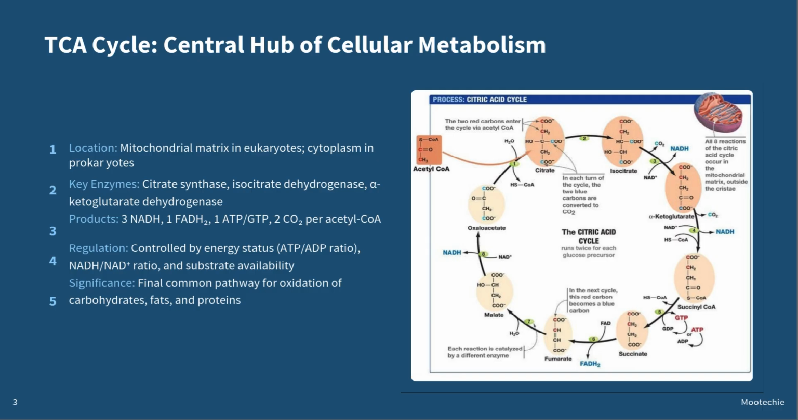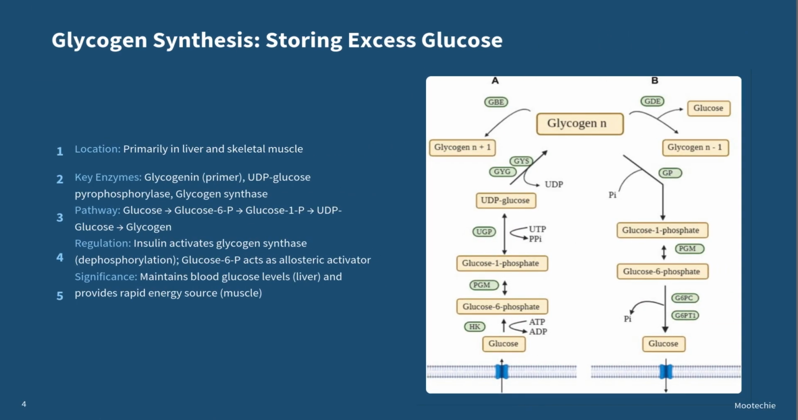Next, we explore glycogen synthesis, the process of storing excess glucose. This occurs primarily in the liver and skeletal muscle. The key enzymes involved are glycogenin, which acts as a primer, UDP glucose pyrophosphorylase, and glycogen synthase. The pathway flows from glucose to glucose-6-P, to glucose-1-P, to UDP glucose, and finally into glycogen. Regulation is key. Insulin activates glycogen synthase by promoting its dephosphorylation, while glucose-6-P acts as an allosteric activator. This process is significant because it maintains blood glucose levels via the liver and provides a rapid energy source for muscle.